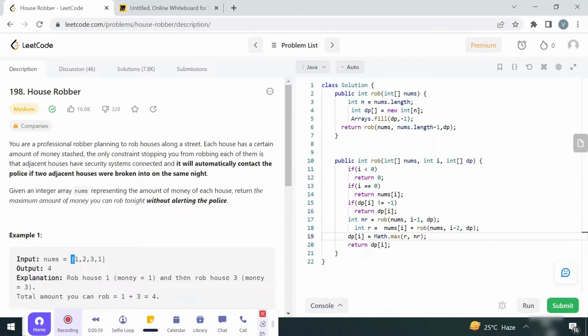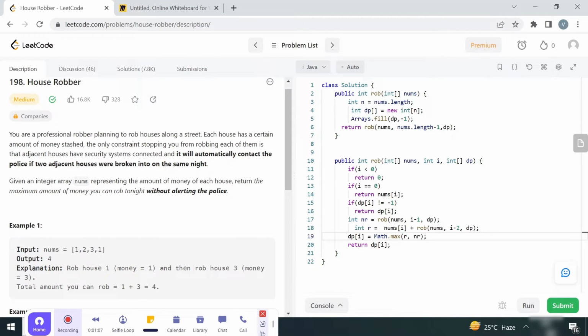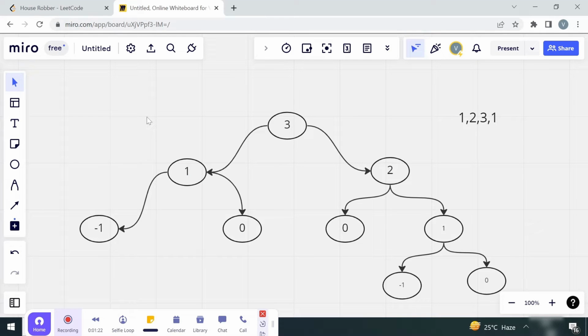So if we rob house number 1, we cannot rob house number 2. We have to go with house number 3. We have to find the maximum money. For this example, if I rob house number 1 and then rob house number 3 with money 3, then I will have a total amount of 4, and that is the maximum money that I can rob.